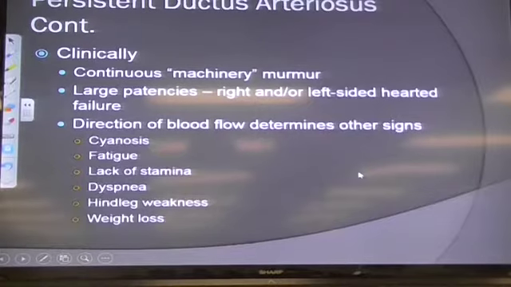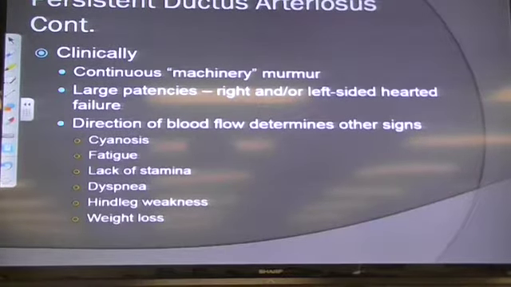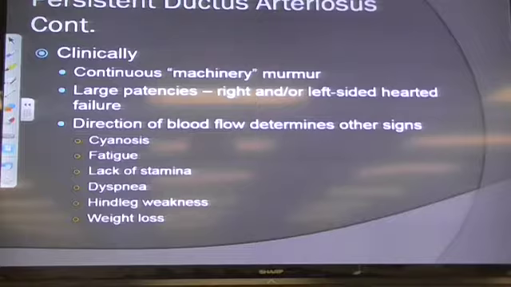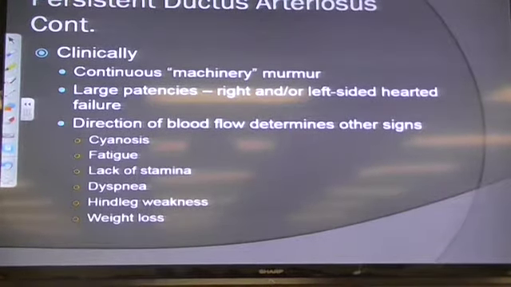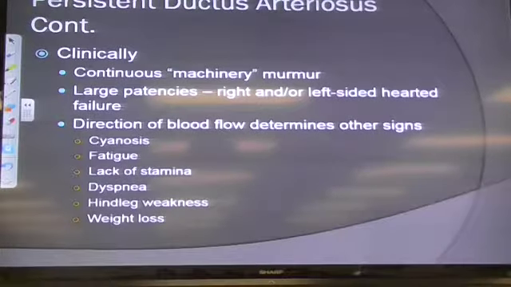Initially, because the pressure in the aorta is greater than the pressure in the pulmonary artery once you're born, the blood is going to be going from the aorta to the pulmonary artery into the lungs, right? And that's okay. I mean, it's not good because you're diminishing the amount going to the body, but it's still oxygenated blood going back into the lungs and being recirculated through the left side.